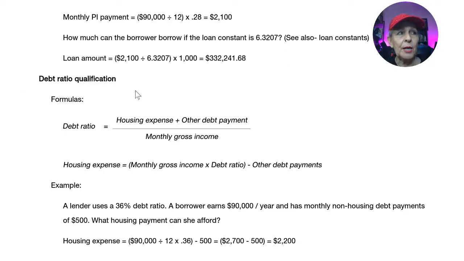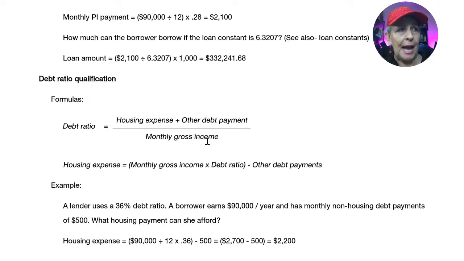Now, debt ratio qualification. The formula: debt ratio equals the housing expense plus other debt payments, car, motorcycle, RV, boat, a quad, all those toys, divided by the monthly gross income. So what do they allow for the debt? Housing expense, their monthly gross income times debt ratio, same formula, they just move the monthly gross income.